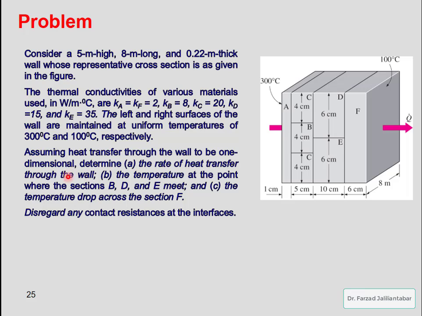Then what we are going to calculate: first, the rate of heat transfer through the wall, Q dot total. Second, the temperature at the point where sections B, D, and E meet. It means this intersection. And the third part of the question is the temperature drop across section F, the temperature drop from this interface to this interface through this section.